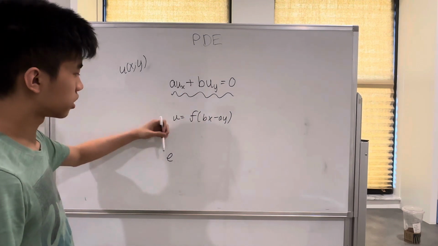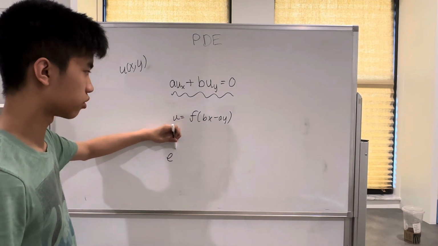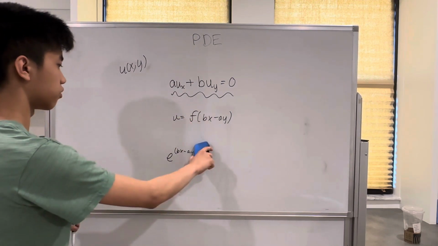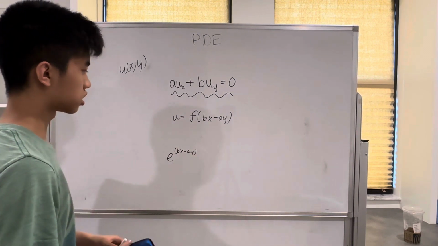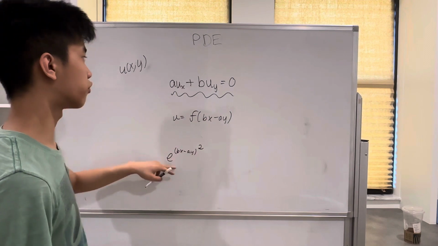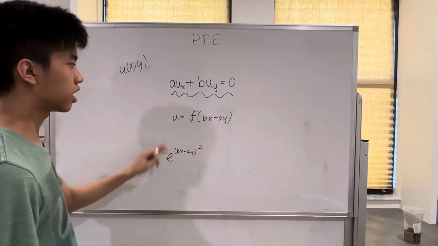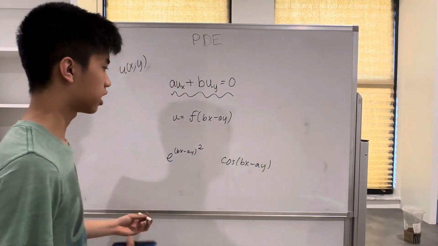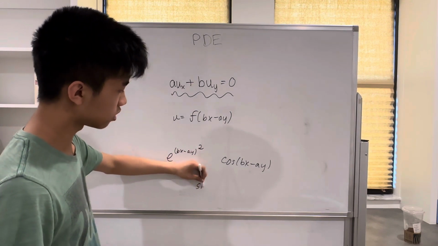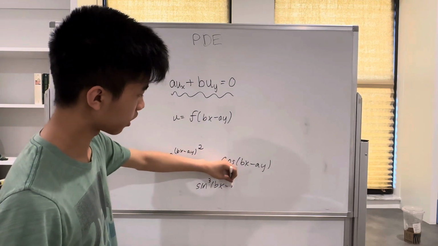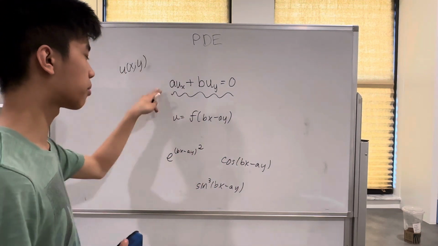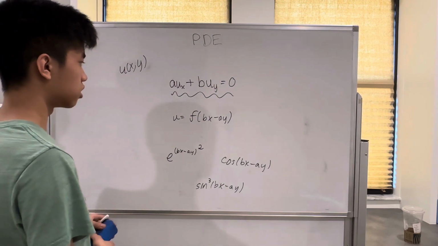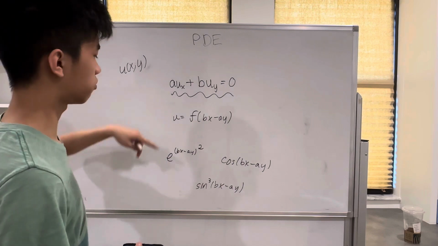For example, we can have e to the bx minus ay power. You could even square it if you want, for all that matters. Just as long as it can be differentiated and plugged back into here, any function works, like cosine of bx minus ay, or sine cubed of bx minus ay. Sky's the limit as long as it fulfills certain properties that allow it to be differentiated and plugged into this equation. So let's just verify that it works.